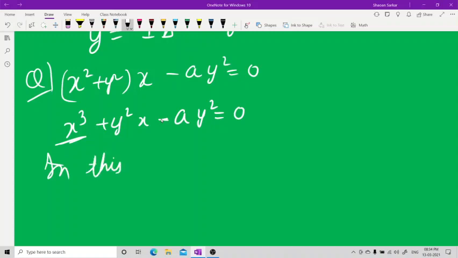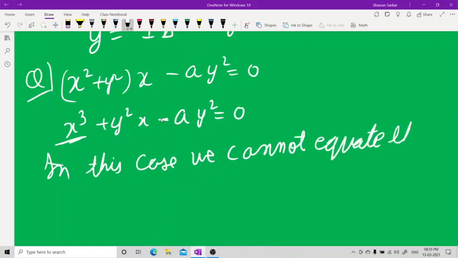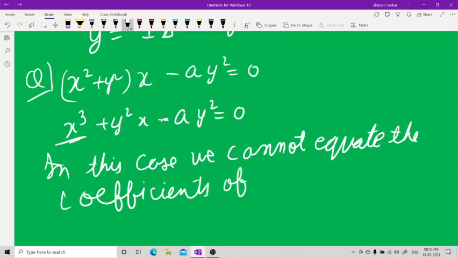I'm writing this for you all. I will mark it. In this case, we cannot equate the coefficient of the highest power of x to 0. Why? Because then it will be 1 equal to 0, a contradiction.